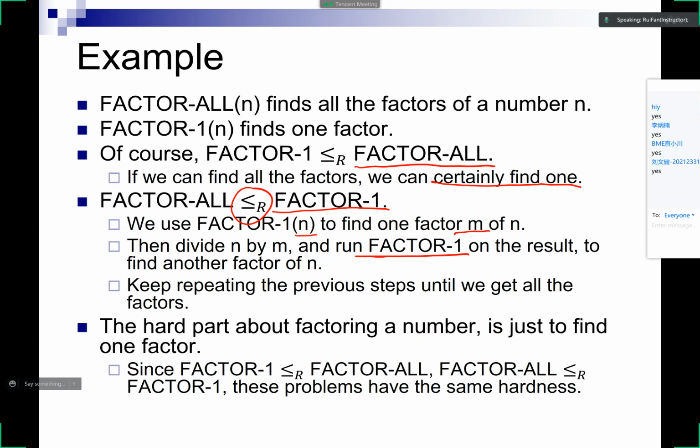Also, because factor one is not more difficult than factor all, and factor all is not more difficult than factor one, we can say that these problems actually have equivalent difficulty. They're equally difficult to each other, because if you can do either factor one or factor all, then you can solve the other problem also.